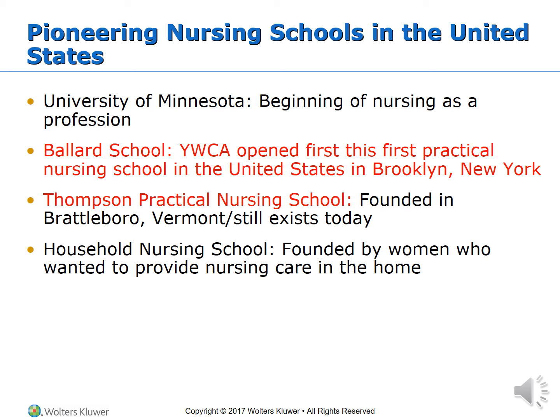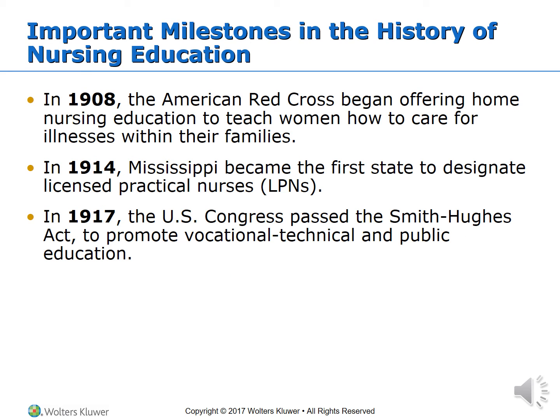In the first half of the 20th century, 36 PN schools opened, and then from 1948 to 1954, 260 additional schools opened, and today there are over 1,500 practical nursing schools. So those are important milestones in the history of nursing education.